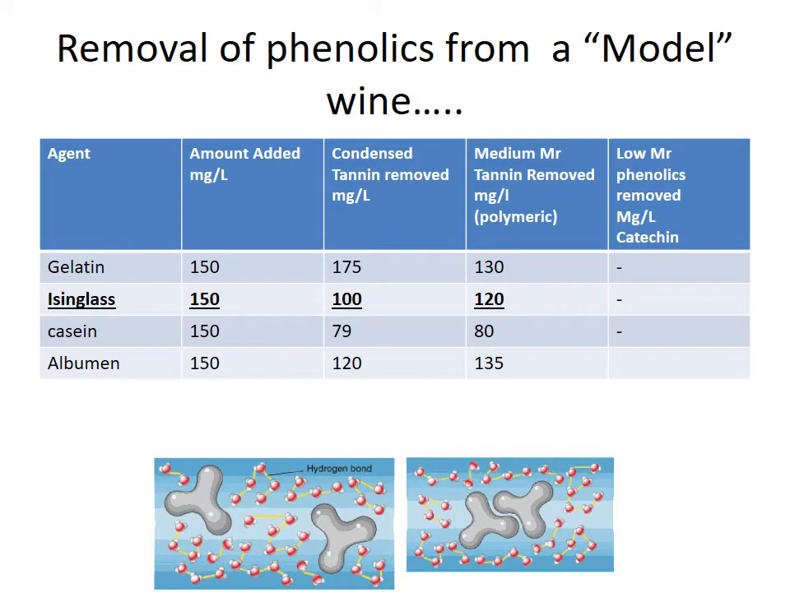So here's another example. You can take a look at these in the PDF form, but not a whole lot of stuff removed. It's a pretty mild fining agent. It can remove some polymeric anthocyanins, but really doesn't take on a whole lot of tannin.